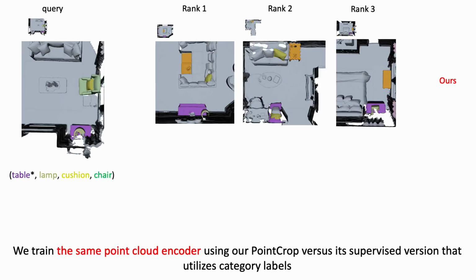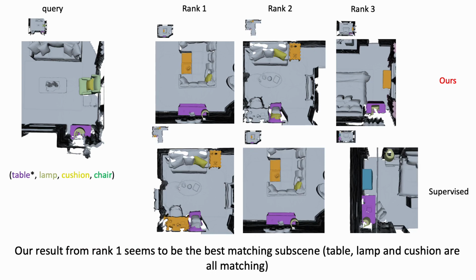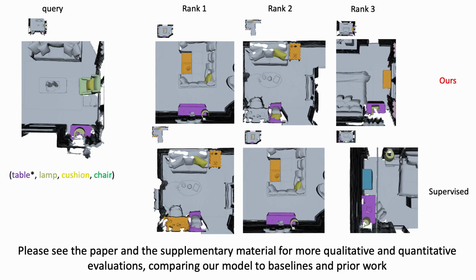We train the same point cloud encoder using our PointCrop versus its supervised version that utilizes category labels. Our result from rank 1 seems to be the best matching subscene. Table, lamp, and cushion are all matching. Please see the paper and the supplementary material for more qualitative and quantitative evaluations comparing our model to baselines and prior work.